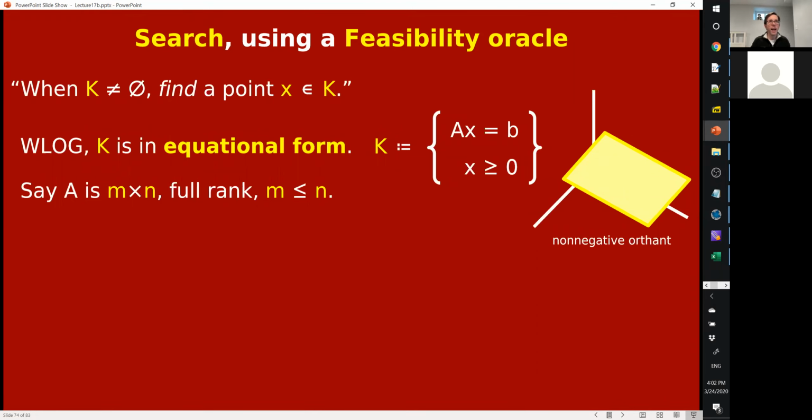So we can assume that K is in equational form, which is the nice form for all this reasoning. We think of K as looking like this again: Ax equals b, x is constrained to be non-negative, and A is some m by n matrix. We assume it's full rank, so it has no redundant equations, and the number of irredundant equations is m. That's at most n. In this picture, n is 3, and maybe m is 1 in this case. We have this two-dimensional hyperplane, and K is everything in this two-dimensional hyperplane that intersects the non-negative orthant.